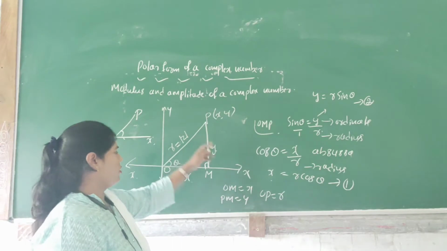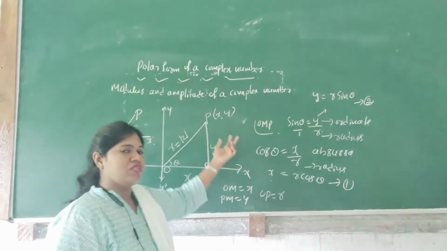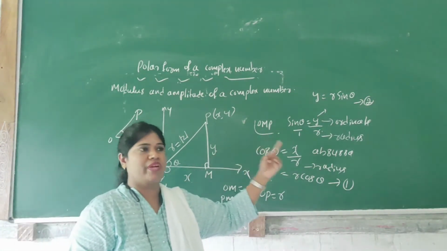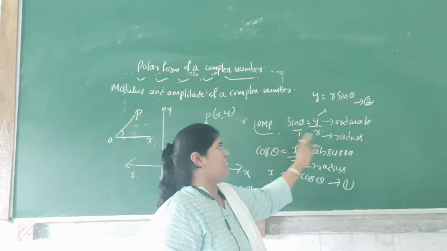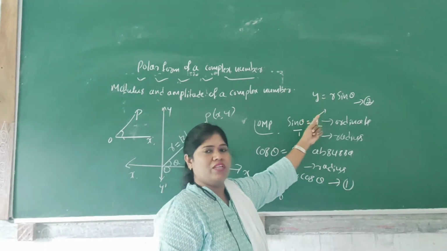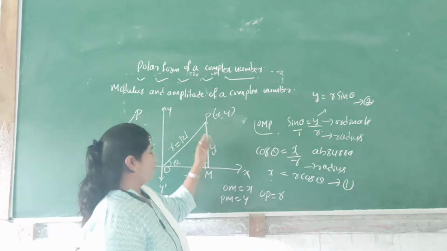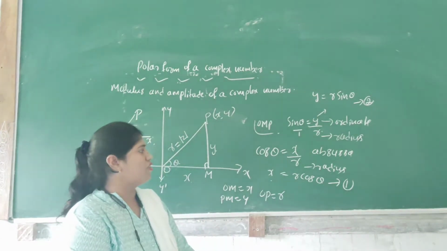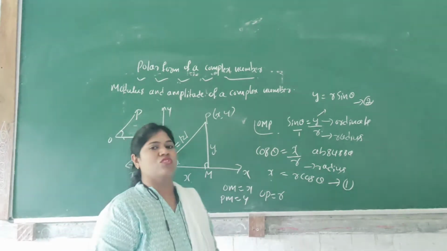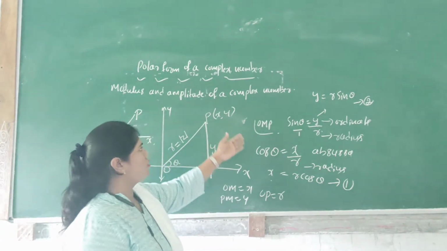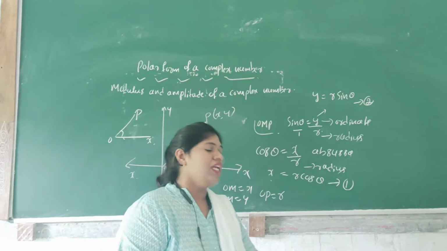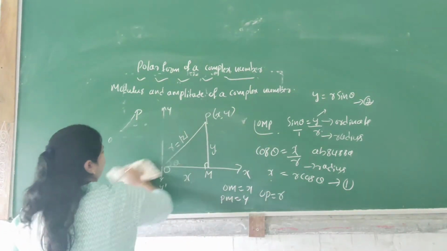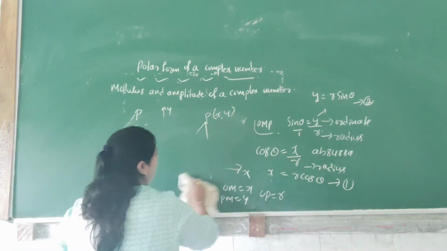If we take the triangle OMP, sin theta is equal to y divided by r. After cross multiplication, you will get y equals r sin theta. Cos theta is equal to x divided by r, abscissa divided by radius, so x equals r cos theta. We have to substitute this in the complex number. What is the complex number? z equals x plus iy.